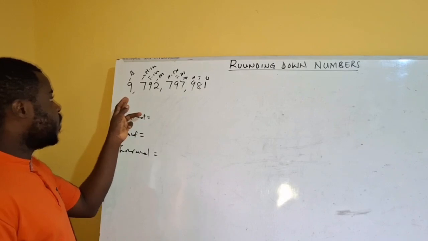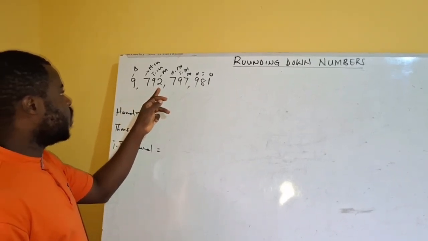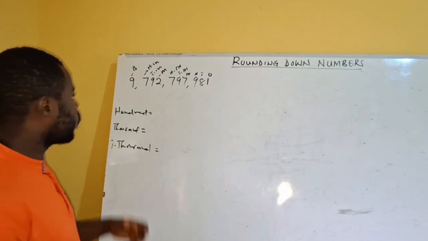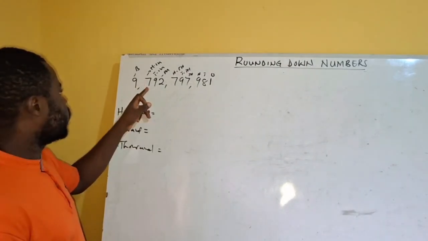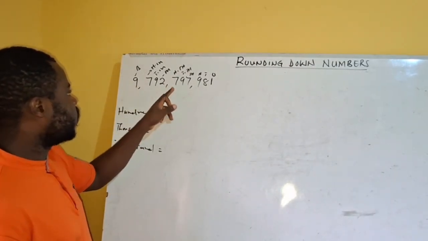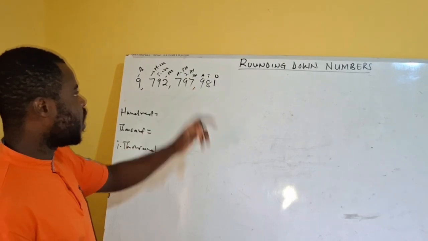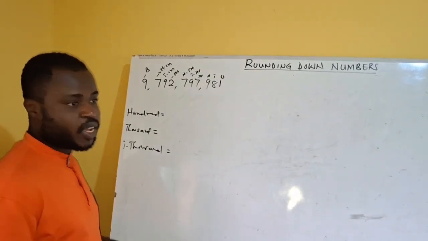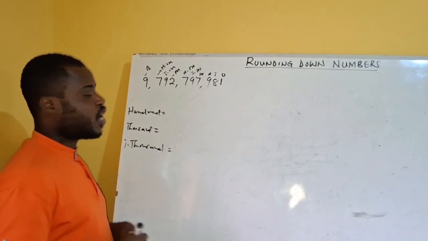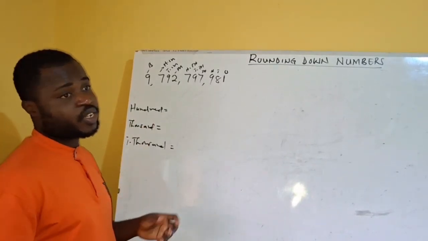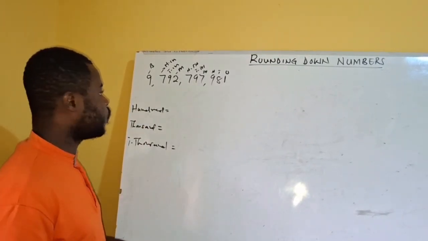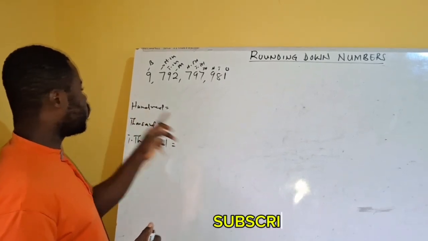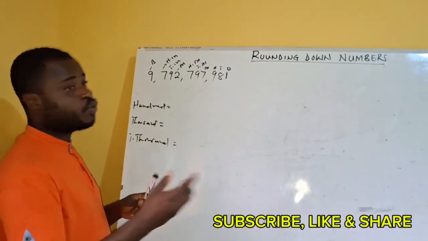9,792,797,981. We are going to round it quickly to the nearest hundred. As we learned in the previous lesson, nearest tens is 10, nearest hundred is 100, 2 zeros. So this one is nearest 100, meaning it should end with 2 zeros.